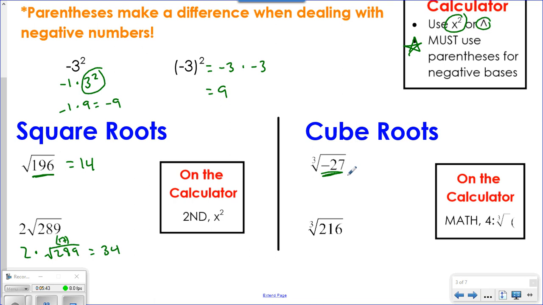And you can do these on the calculator as well. You're just going to hit the math button and then the 4th option. Then just type in your argument, the number underneath, and here we'll get negative 3. We can do the same thing for the cube root of 216, and we're going to get 6.